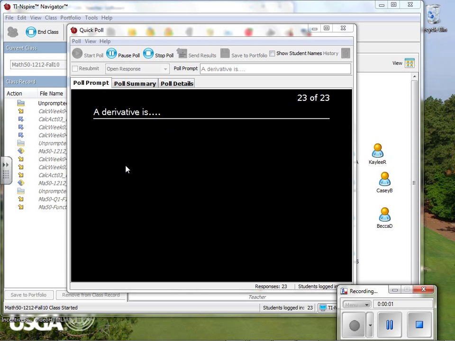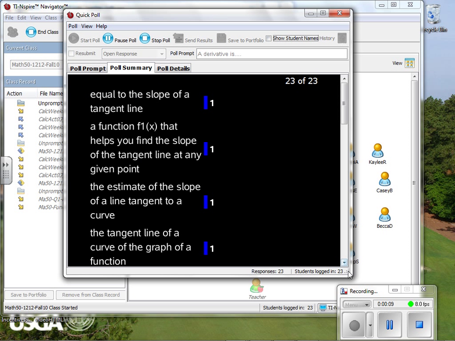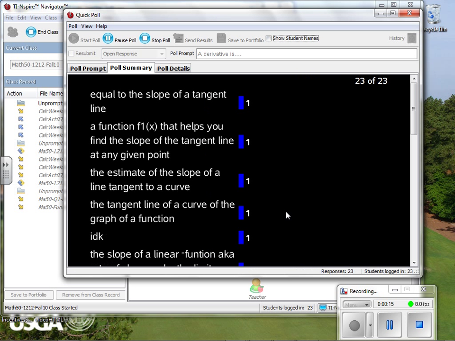Okay, the question is, what is a derivative? And again, I don't expect you to have everything perfect today. We just went over it on Tuesday, so let's see what we did. We have that it is equal to the slope of a tangent line. I like that. There's something I'd like to have a little bit more information on, but that person's got it. Slope of a tangent line.